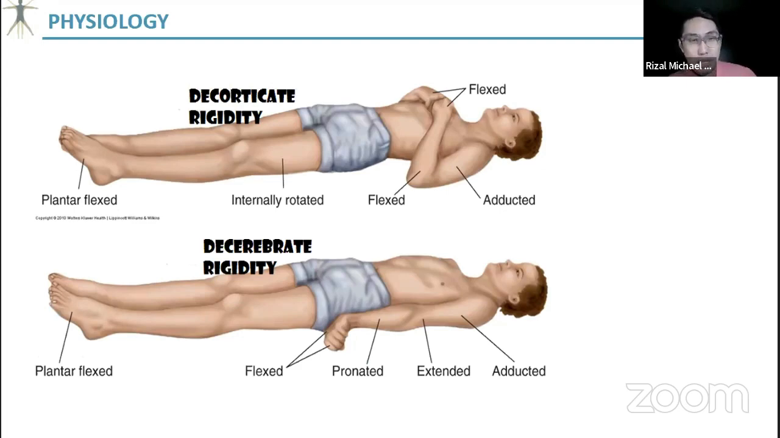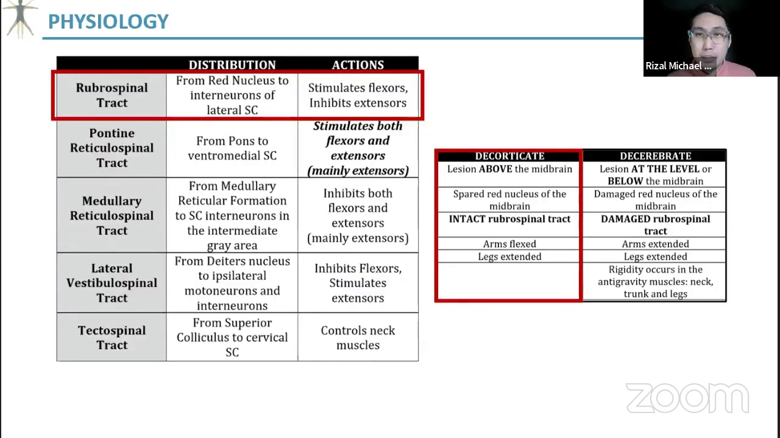naka-hyperextend. Okay? So, ang usual question dito is usually ano yung tracts involved, ano yung tracts na spared, bakit siya decorticate, right? So take note that your decorticate is any lesion above the midbrain. Okay? Any lesion above the midbrain yan, decorticate usually, no? Bakit above the midbrain specifically? Because your rubrospinal tract comes from the red nucleus, red nucleus ng midbrain. So any lesion above the midbrain, ibig sabihin hindi mo pa dinadamage si rubrospinal tract. Okay? So intact si rubrospinal tract.